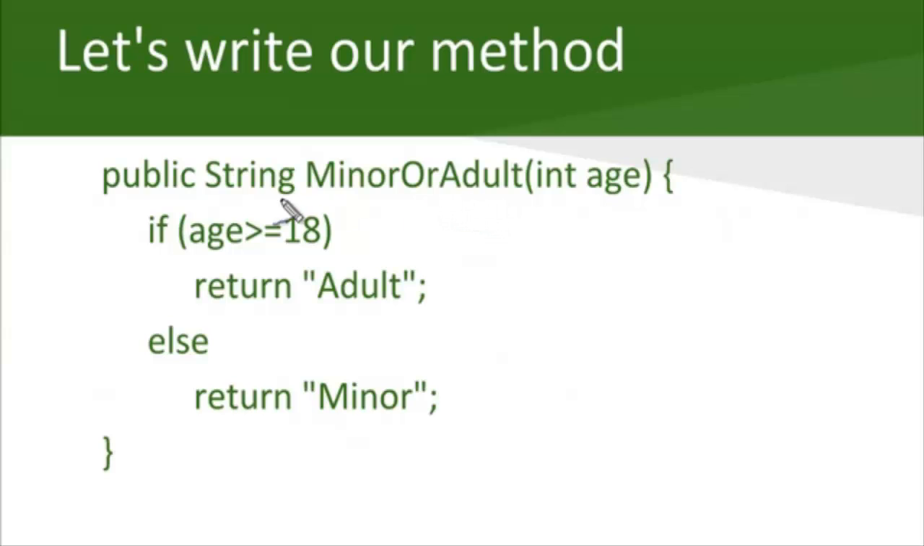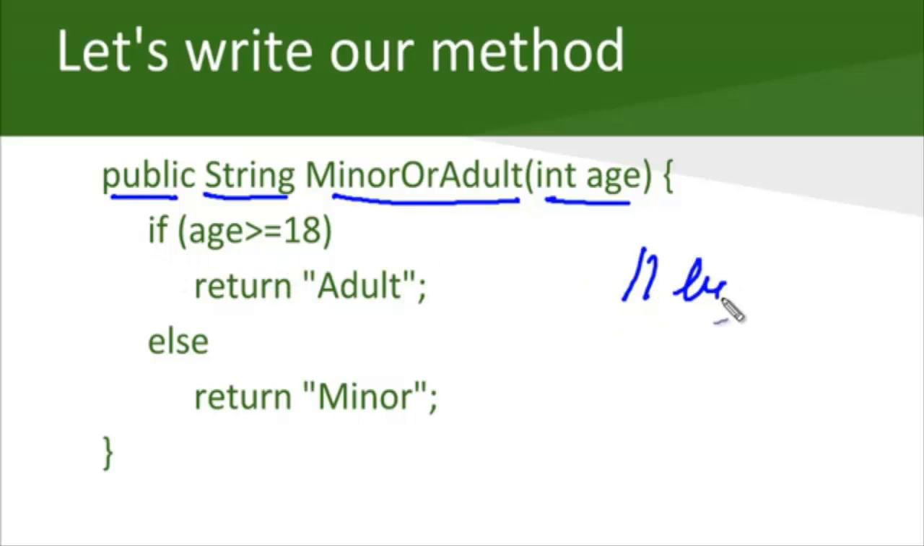So this is how our method will look. This is the access modifier. Let's keep it public. The return type is string because it is returning a string. Minor or adult is the name of the method, and int age is our parameter. What the body consists of: if the age is greater than or equal to 18, it is returning a string adult.